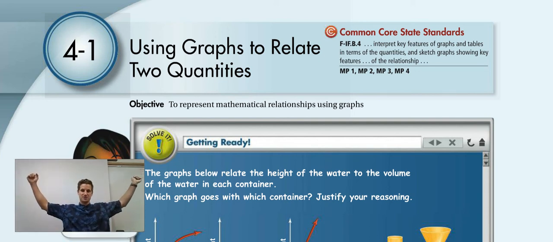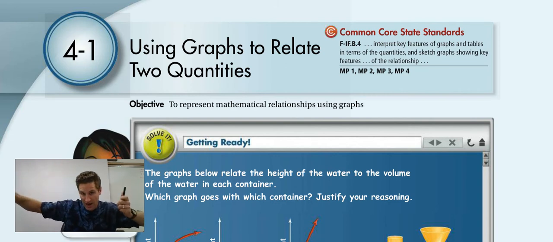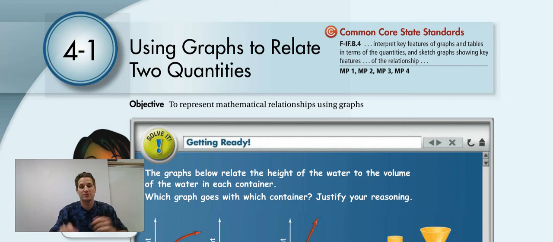4.1 videos do this. Please title it Using Graphs to Relate to Quantities. So today our objective is to represent mathematical relationships using graphs.